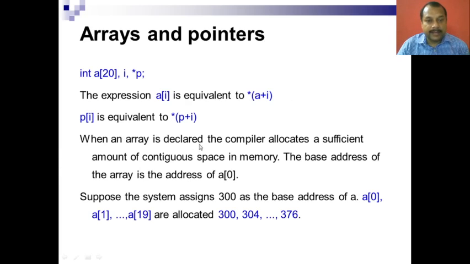When an array is declared, the compiler allocates a sufficient amount of contiguous space in memory. The base address of the array is the address of a[0]. By this time I believe you are aware of this, that is also the advantage of the array, that it is placed in contiguous memory locations. That's why by changing the subscript I can easily calculate the address by adding the base address of the array with the index i.